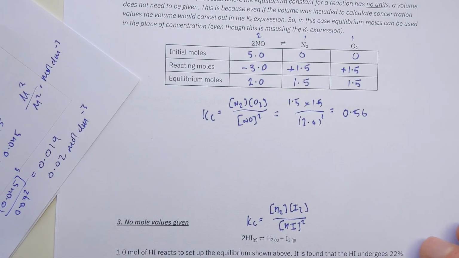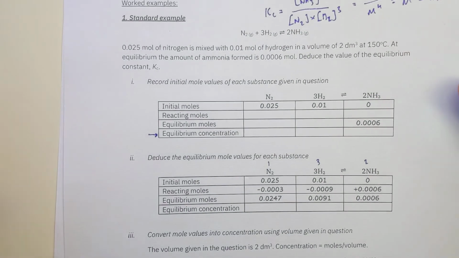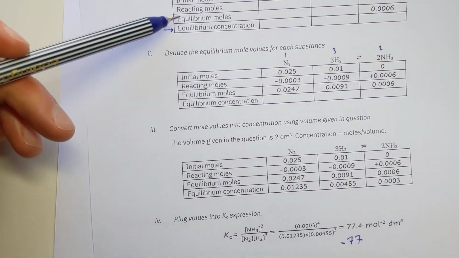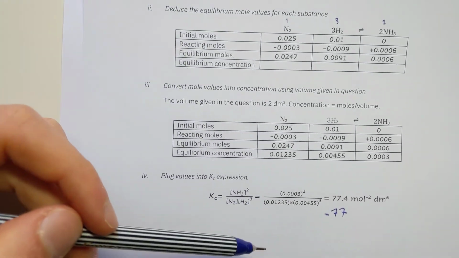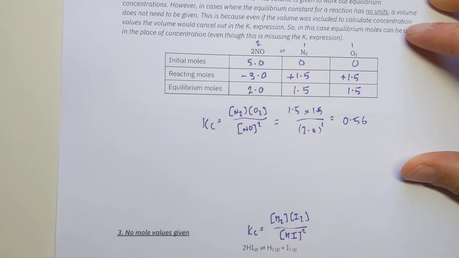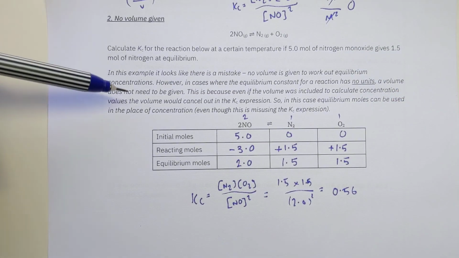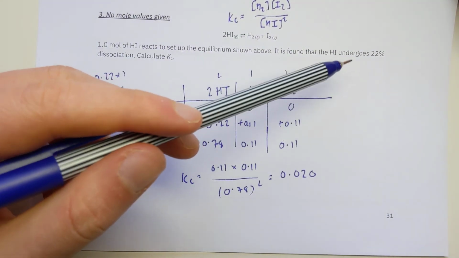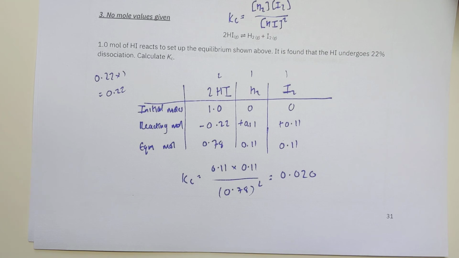So most of them will look like the ones you found on page 30. So just working through getting equilibrium moles and equilibrium concentration, and then put something into Kc. But we've looked at a couple of variations that can make it a little bit trickier, where you've got no volume given, or you're given a sneaky little dissociation percentage rather than equilibrium mole values.